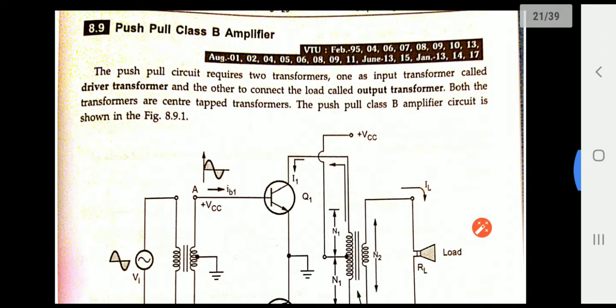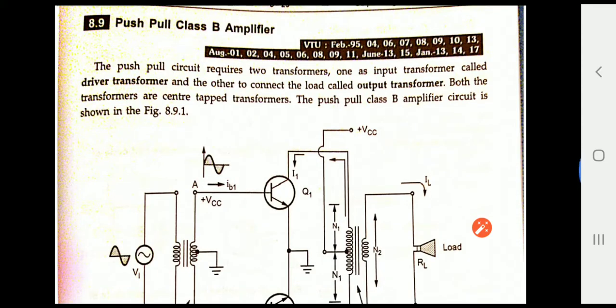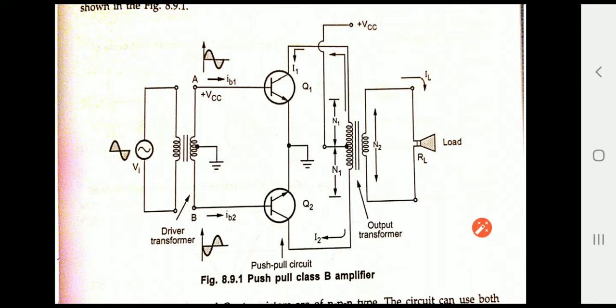Now first we will focus on class B power amplifier, which is push-pull. So here in this push-pull class B amplifier, this is a circuit which consists of, at the input side, Vi is the input signal. This is a driver transformer. There are two transistors Q1 and Q2. There is output transformer and then the load resistance RL, which is of loudspeaker. And here the two transformers which are used here, they are center tap transformer. And you know that the functionality of center tap transformer is it provides or produces two equal voltages with opposite polarity. That you have to remember properly.